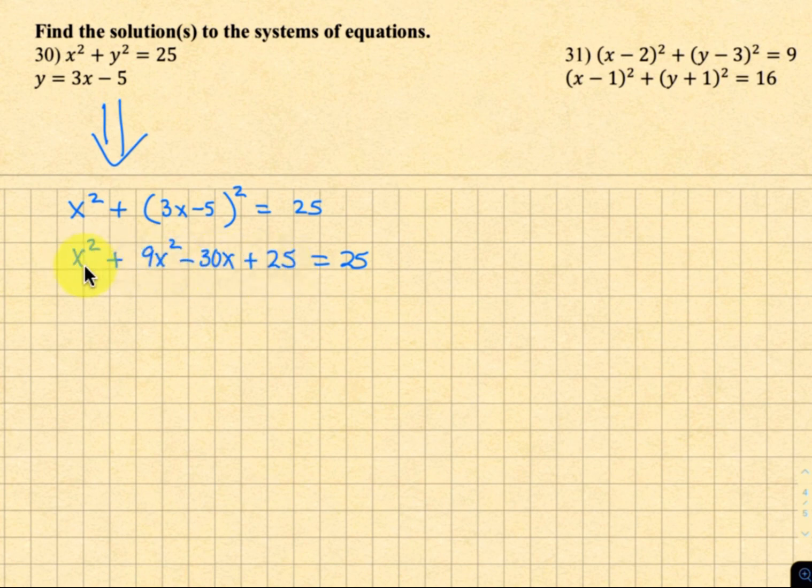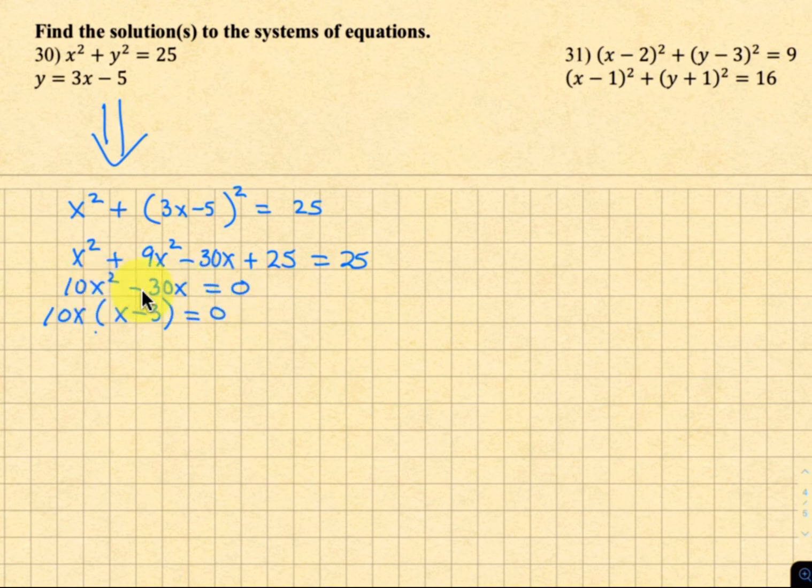Now we're going to collect the like terms by adding the 9x squared plus the x squared, and that's going to give us 10x squared. So we have 10x squared minus 30x. The 25s cancel each other because basically you're subtracting 25 from both sides. So we have 10x squared minus 30x equals 0.